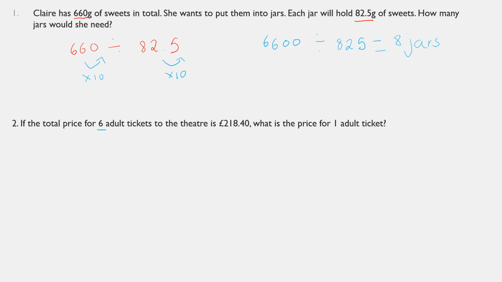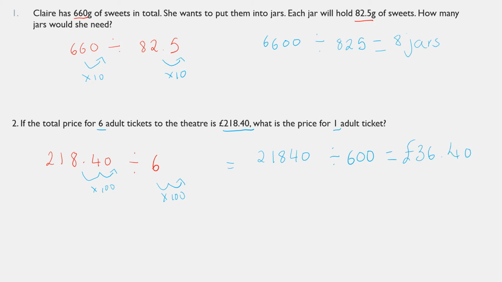If the total price for 6 adult tickets to the theatre is £218.40, what's the price for one? So this is a slightly bigger one if you aren't using a calculator. So we're doing 218.40 divided by 6. So we actually need to multiply this by 100 to get rid of our decimal points. So that's going to give us 21840 divided by 600, which should give you £36.40.